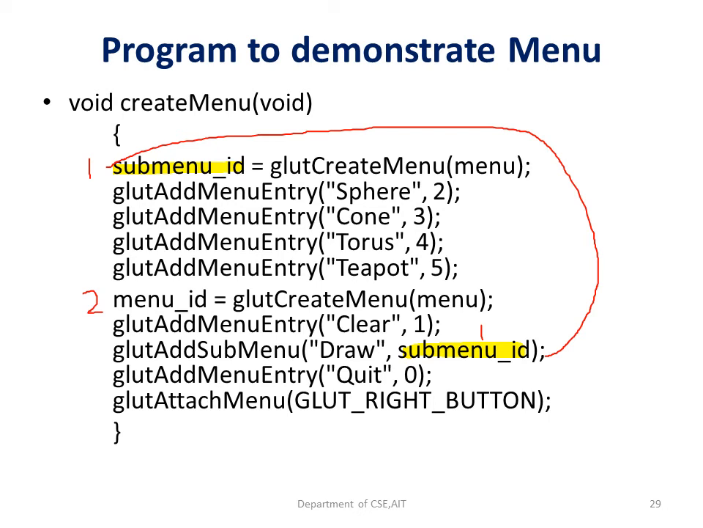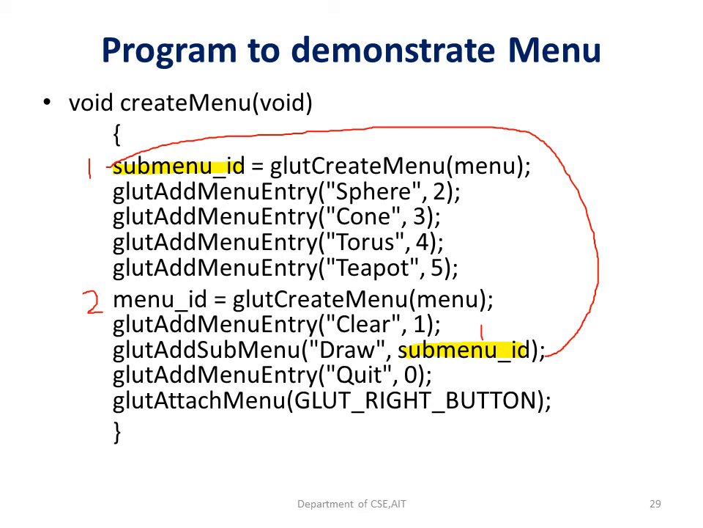Then we are going to have one more glutCreateMenu, and this menu ID will be different from what has been done in the previous case. We will have one more ID. This you may use or you may not use. If you are using it, you can create some more hierarchical menus. The number will be stored in your menu ID. For the glutCreateMenu with the menu ID number, now I am going to add my options, that is, add menu entry: clear, draw and quit.